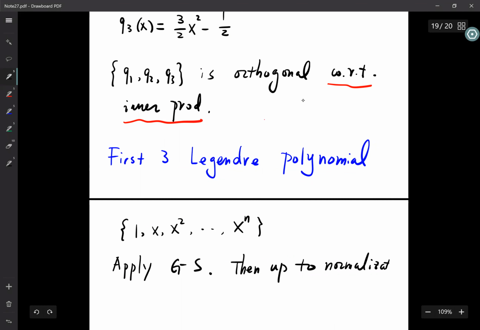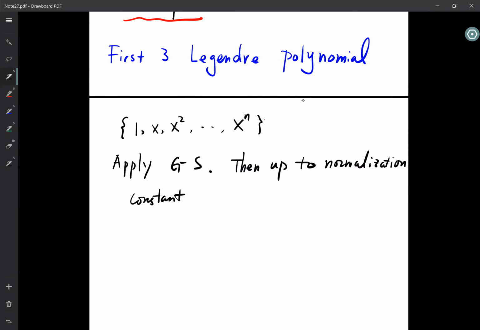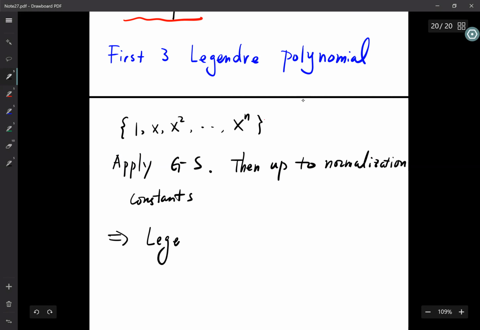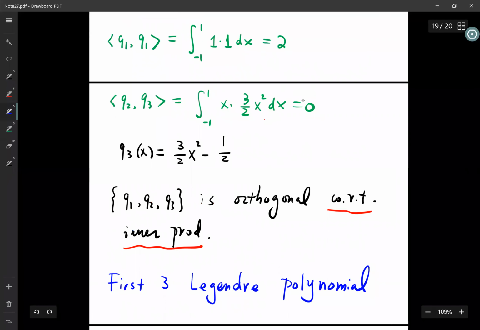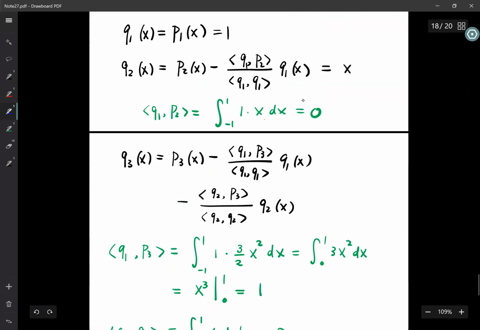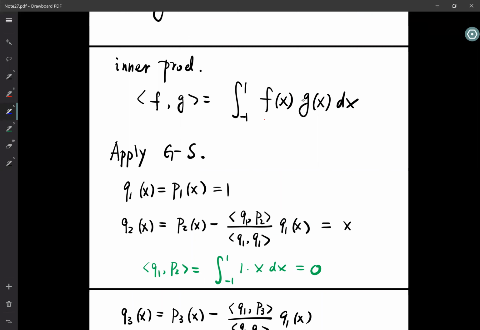So you might wonder, where does the 3 over 2 come from? That's just a normalization constant. The same material: we have these Legendre polynomials, and what you have seen are just the first three, using Gram-Schmidt with respect to the L2 inner product. Would the Legendre polynomials be different for a different integral range in the inner product? Very good question. The answer is yes. More specifically, Legendre polynomials are specific to the range -1 to 1 in the inner product. If you change to a different inner product, you get some other polynomials. Any other question?